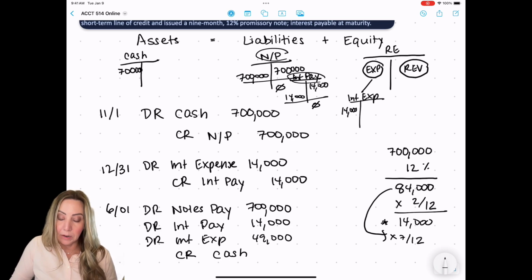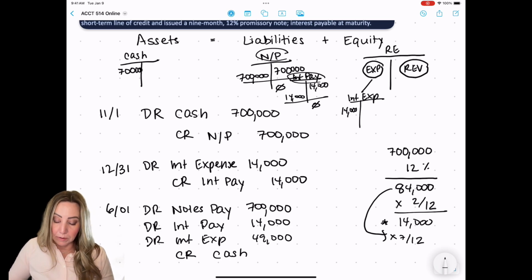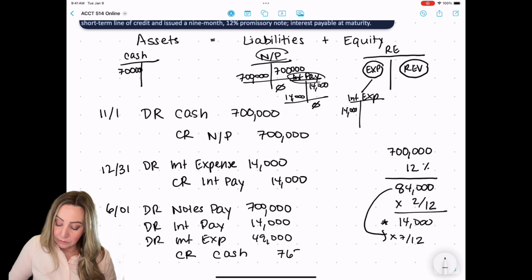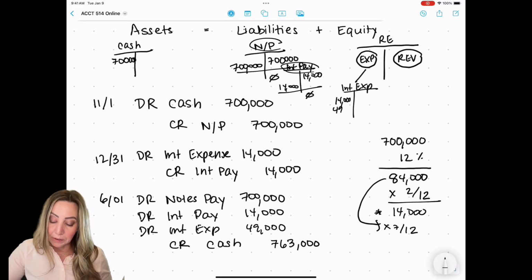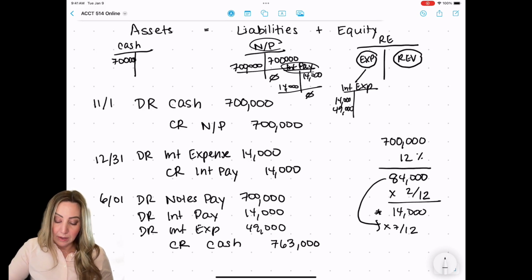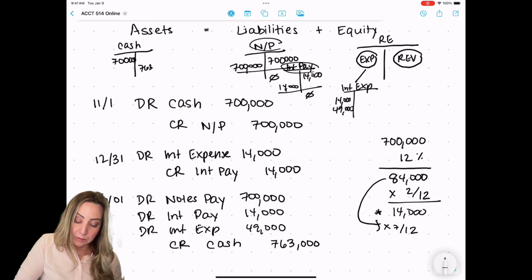And then in total, I credit cash. I'm paying back the $700,000, and I'm paying the full 9 months of interest, so an additional $63,000 on top of the $700,000 of principal. So I can add those to my T accounts over here: $49,000 of interest expense and total cash of $763,000.